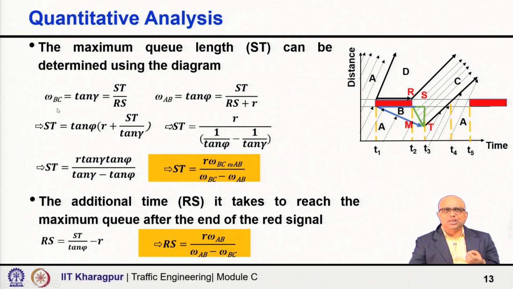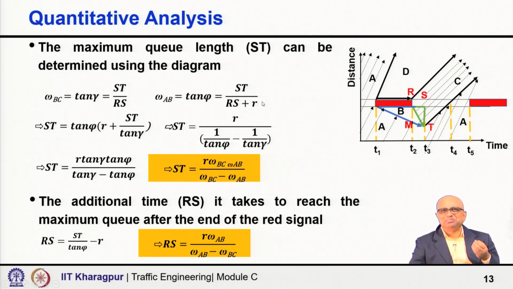ω_BC is equal to tan gamma, equal to this St divided by Rs. That is the speed of the shock wave which will be created due to traffic state B and C. Similarly, let us consider ω_AB, that is equal to tan psi. What will that be? This will be this St divided by this whole base, that means Rs plus this red portion, that is nothing but the red time.